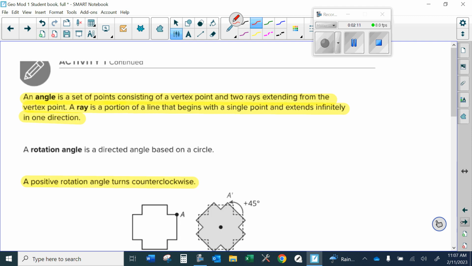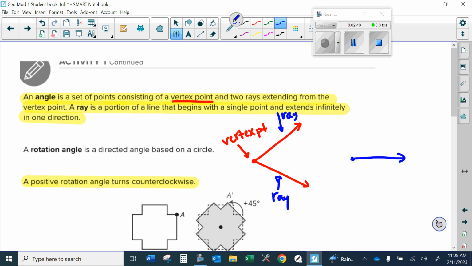Okay, an angle is a set of points consisting of a vertex point. Here's the vertex point right there. And 2 rays extending from that vertex point. So that's a ray, and that's a ray. Remember, a ray has an endpoint and goes on forever like that. It's got 2 rays that share a common endpoint. Okay, so that's the definition of an angle. And there's its vertex.